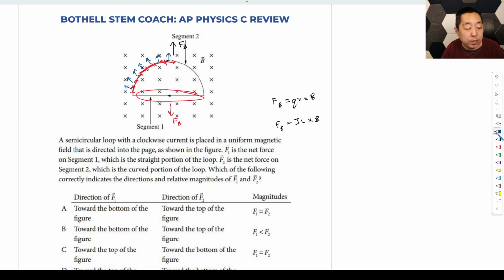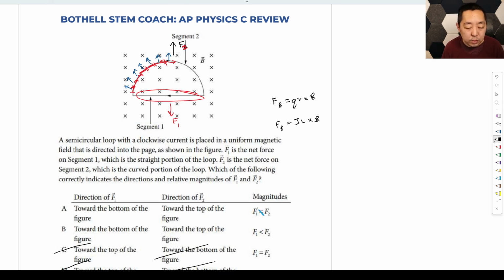So now we have to think about the direction of F1 and F2, and their relative magnitudes. Let's first get the directions. F1 is on the bottom segment. So this is F1. F1's pointing down, and F2 is pointing up. So F1 toward the bottom, okay, so it's not C or D. F2 is toward the top of the figure, so not C or D. Definitely one of these. Is one of them bigger or not?